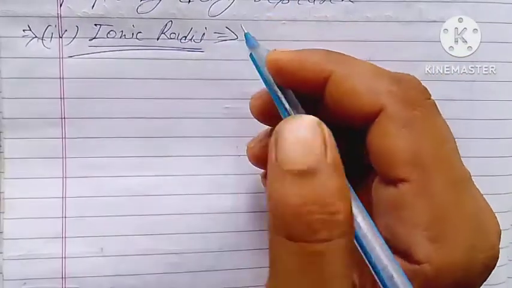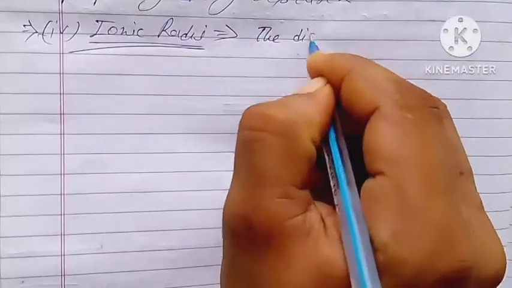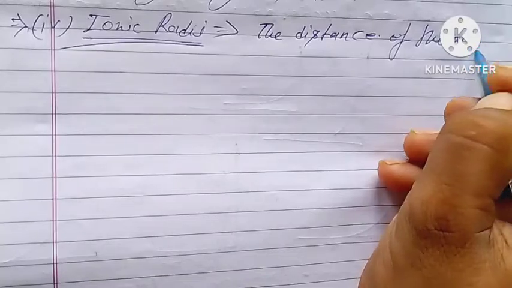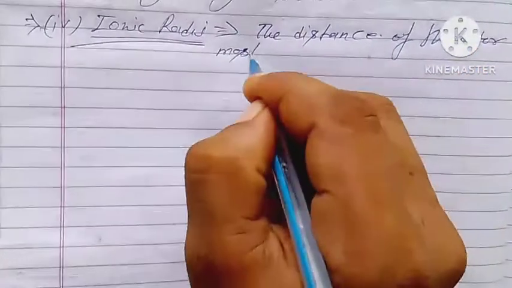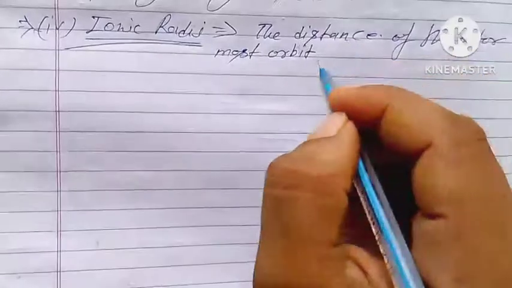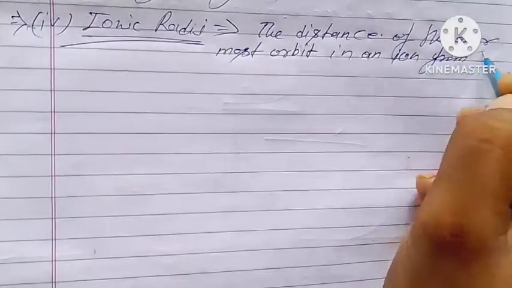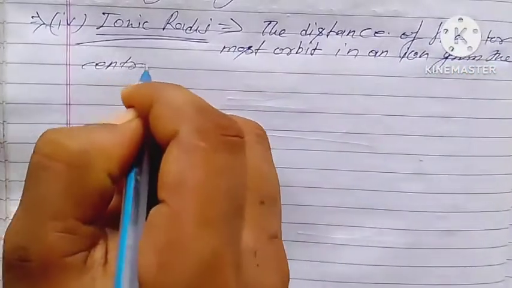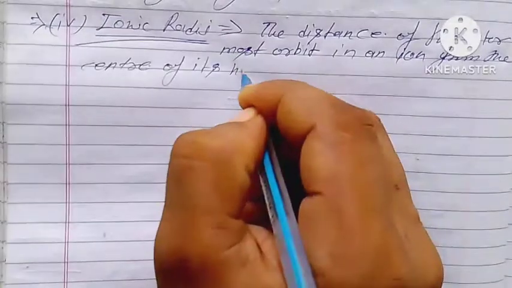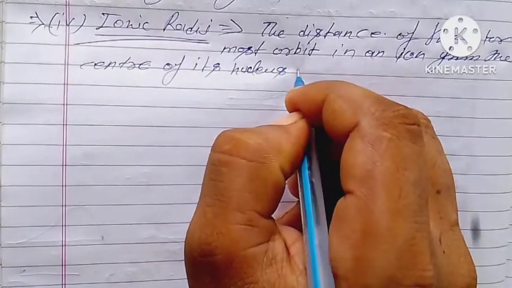It is defined as the distance of the outermost orbit in an ion from the center of its nucleus, which is called ionic radius.